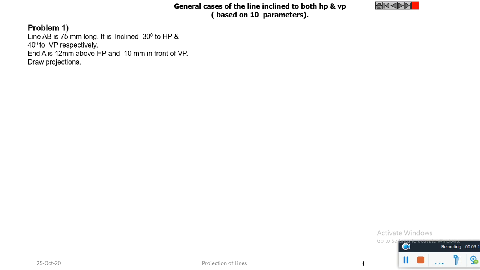Let us see one problem based on the 10 parameters. A line AB 75 mm long. It is inclined 30 degree to HP and 40 degree to VP respectively. End A is 12 mm above HP and 10 mm in front of VP. Draw its projections. It is clear that the line is in the first quadrant.